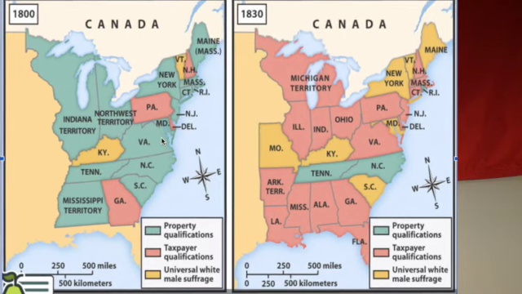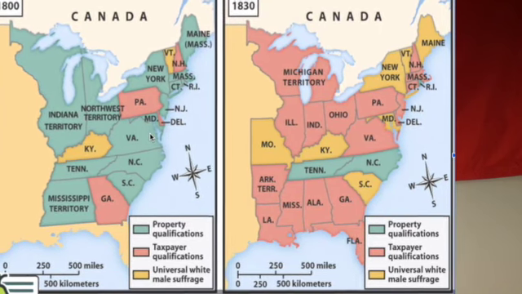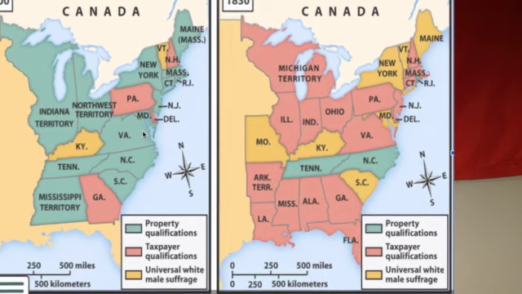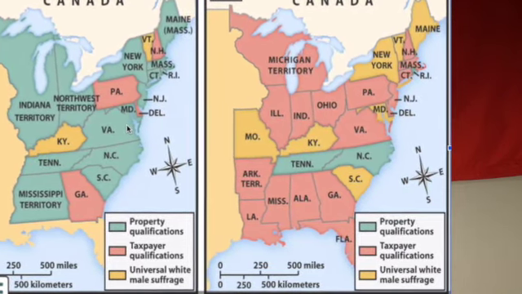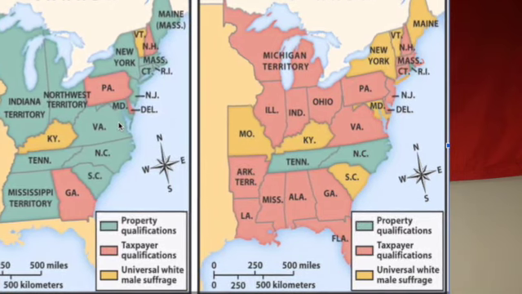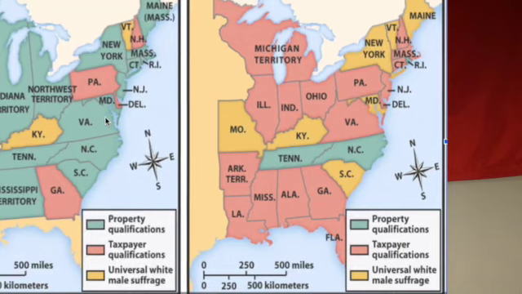And even if they don't have universal white male suffrage, most states during this time period, if not all states, are going to be a lot more lenient on who can vote. And most are going to get rid of the requirement of land ownership as a prerequisite to voting. That being said, you're going to see an extremely large voting pool, and we're going to see voter turnout really start to expand during this time period.